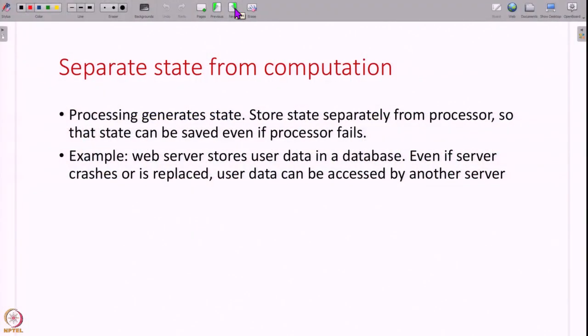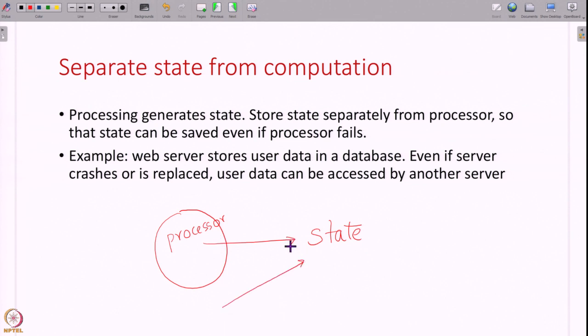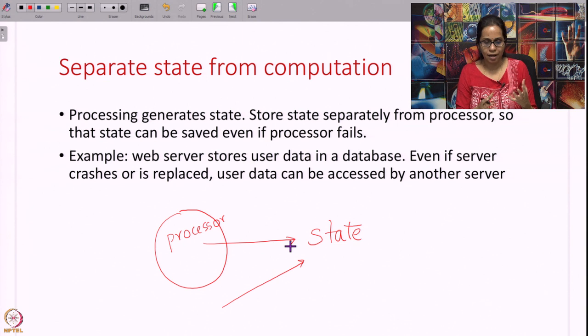So, another common design principle is that of separating state from computation. So, there is a program that is running, it has done some calculations and it has generated some state, okay. State is nothing but the data, variables, whatever information has been generated. So, the CPU or the processor is generating state and you would like to maintain this processing and the state separately. So, that even if the processor fails, then somebody else can come and access the state, right. If a server fails, then another server can come and access the state as long as the state is safely stored somewhere.